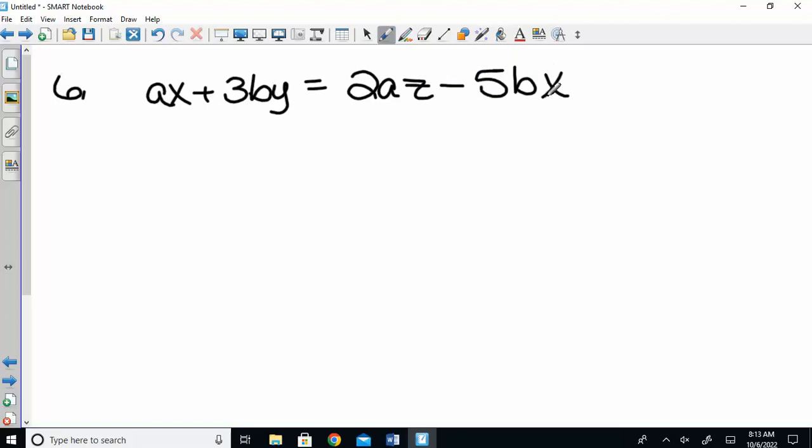Okay. So sometimes I ask you to solve for a particular variable. This one I'm asking you to solve for x. So if I want to get the x by itself, it's slightly different than a lot of the others in that we have multiple x's. So you need to get everything with an x on one side and everything without it on the other.